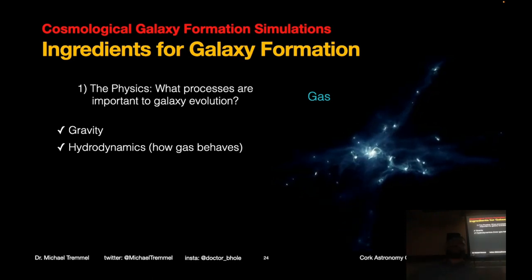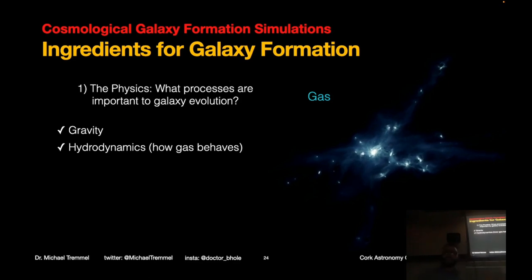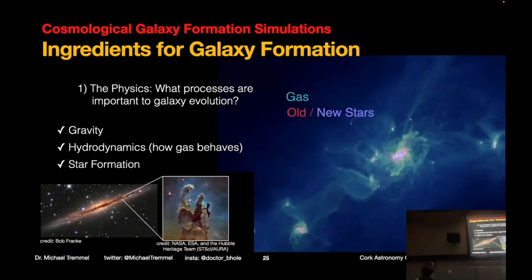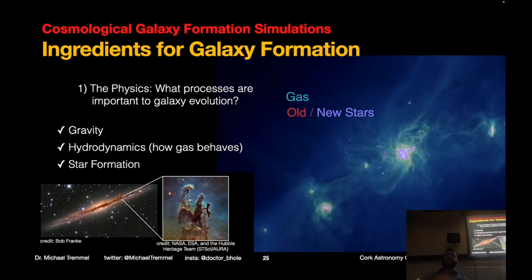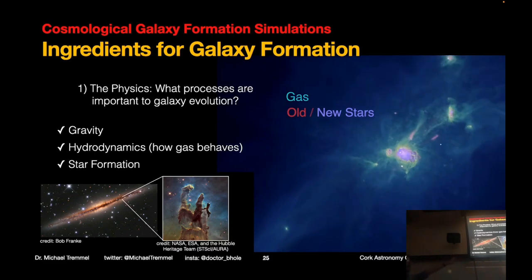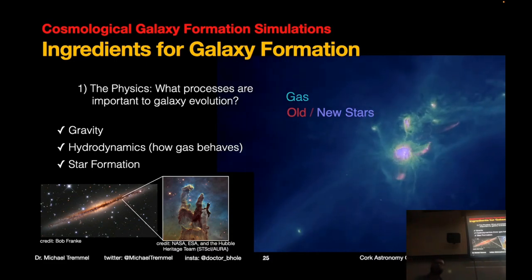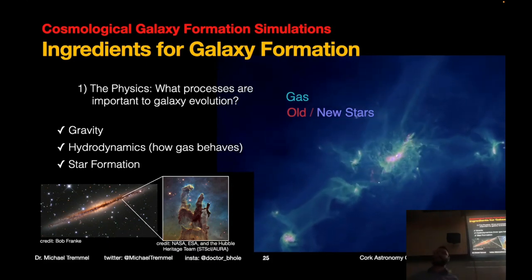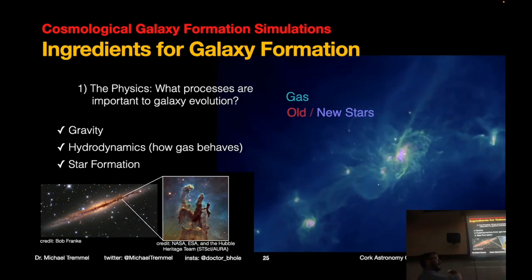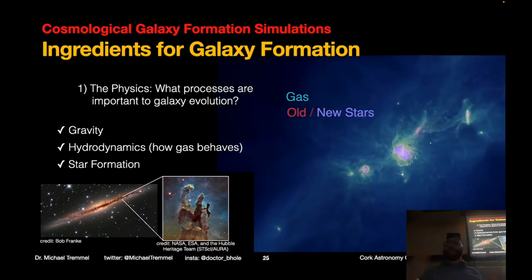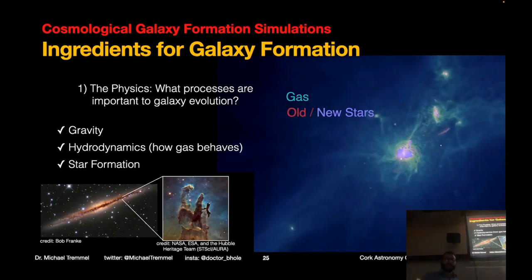But then as that gas cools and falls onto a galaxy, we need prescriptions for star formation. We need to actually model the formation of stars in the dense gas, right? We know from our own observations within our own galaxy, we can see these star-forming regions where we're seeing stars being born from gas. So as gas in our simulations gets dense, we need to allow those stars to form in the simulation. So we need a model to form those stars.